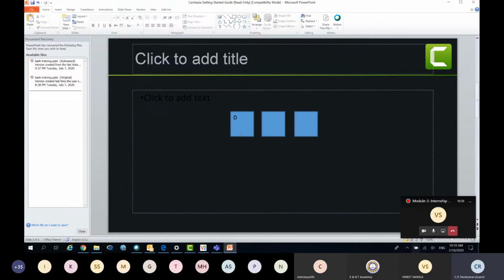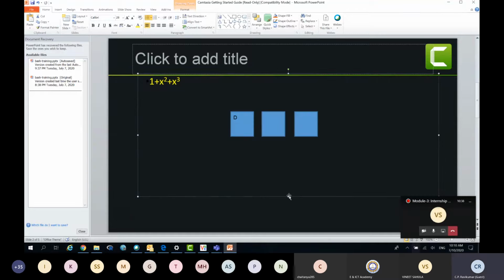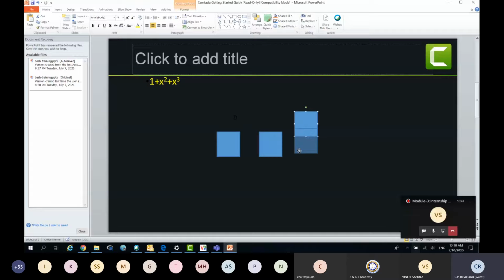So let me, oops, sorry. So here is my, okay, never mind. So I'm building a shift register here.